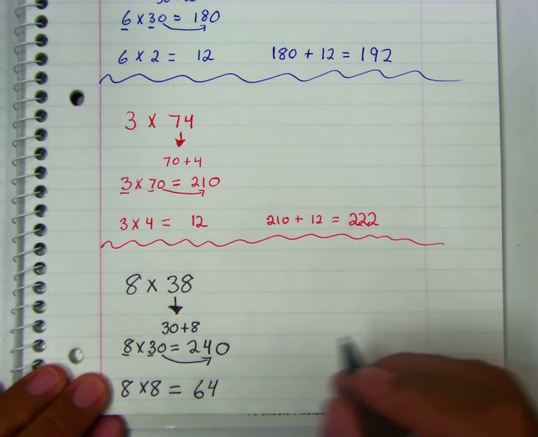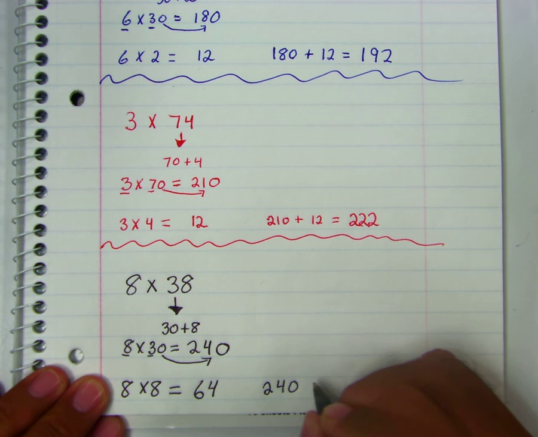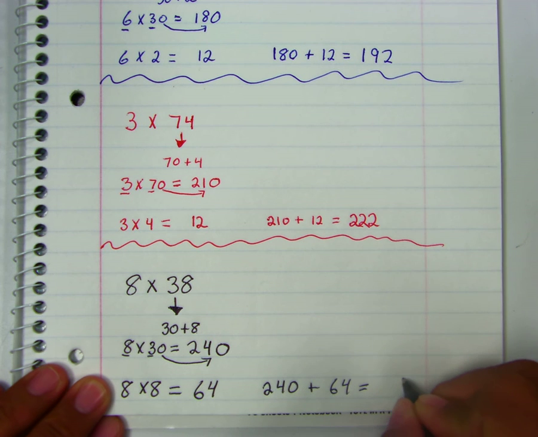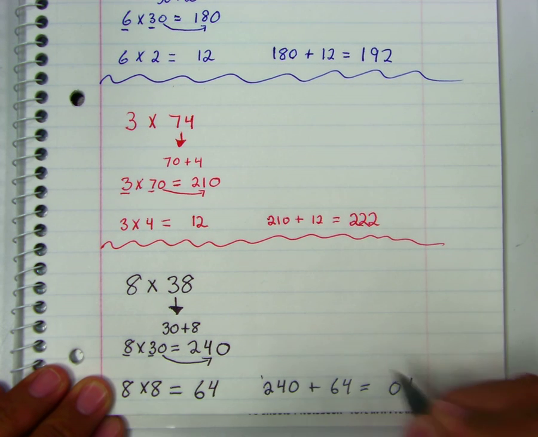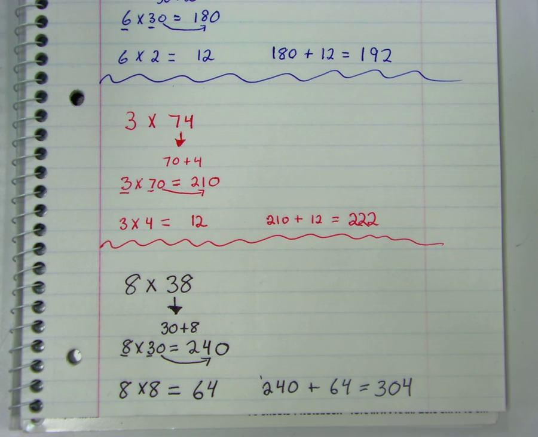I'm now going to add these together. 240 plus 64 equals 304. My answer is 304.